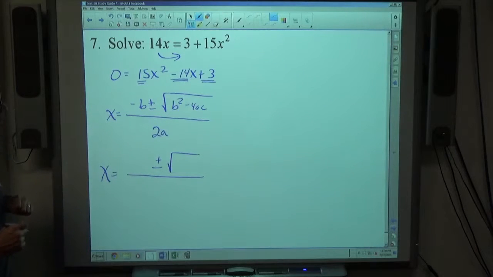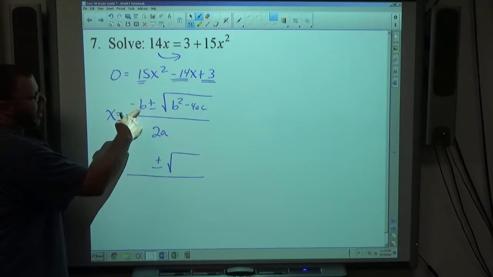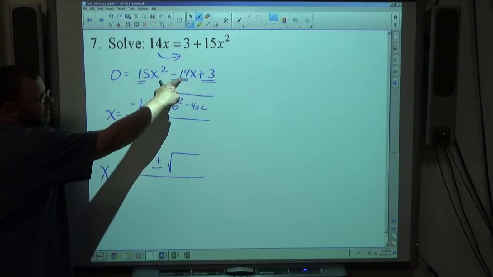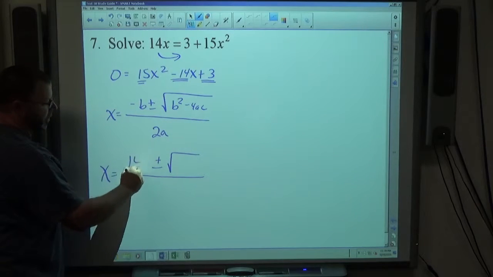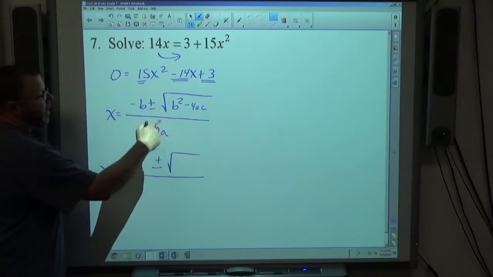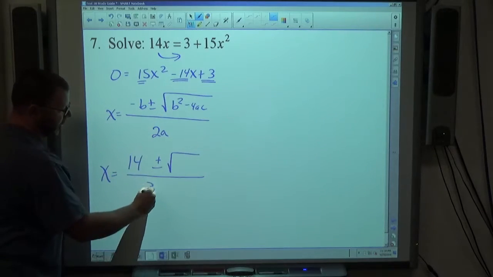And the way I recommended doing this formula is to create your proper structure, figure out what these 3 objects equal. These 2 are pretty easy. This means change the sign of b. b is negative 14, change the sign, we get positive 14. 2 times a means to double a. A is 15, double 15 is 30.